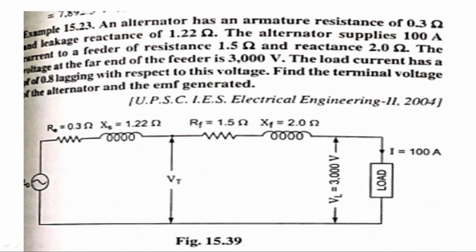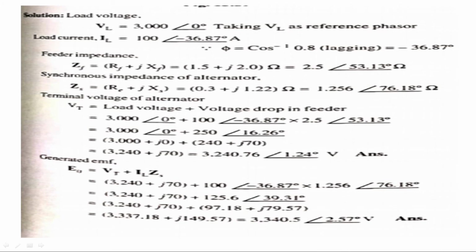So the diagram is given: the equivalent circuit of the alternator. This is E naught, this is RE, XS, RF, XF, and this is VL, VT, the load. The values are inserted in this equivalent circuit diagram. Now we have to find the terminal voltage of the alternator and the EMF generated.